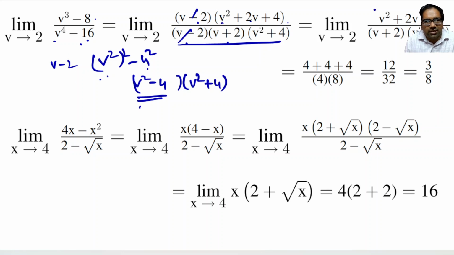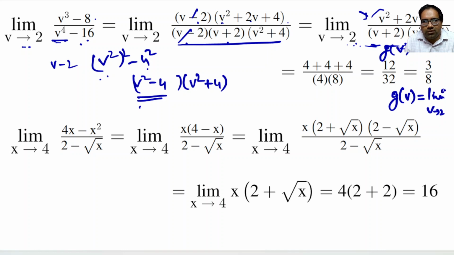So this function is identical to this function, and this function is actually defined at v equal to 2. So what is the value of this function? We will say the value of the limit is actually equal to the value of the limit for this function. So this function is actually defined also. In this case, let's say this is g of v. For g of v, the limit as v tends to 2 of g of v, g of 2 is also equal to this.